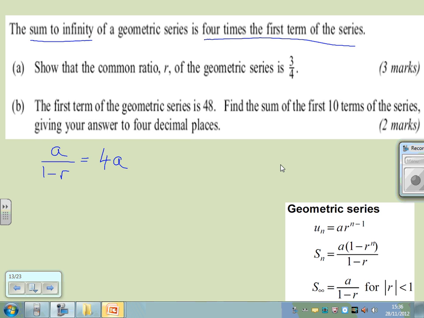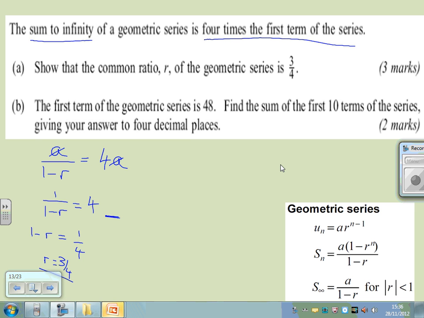Well, what I'd do is, first of all, just divide both sides by a. There's an a here and there's an a here. So my next line would be 1 over 1 minus r equals 4. You could just flip these things upside down now, I suppose. 1 minus r equals a quarter. And so r must be 3/4. Lots of other ways of doing the rearranging there.